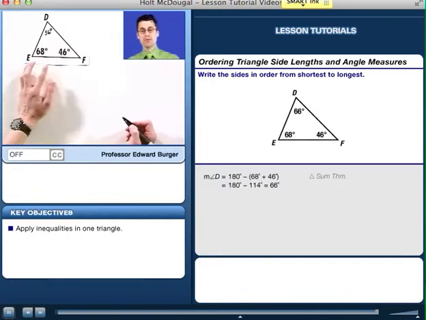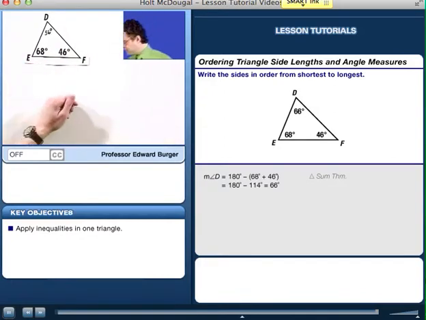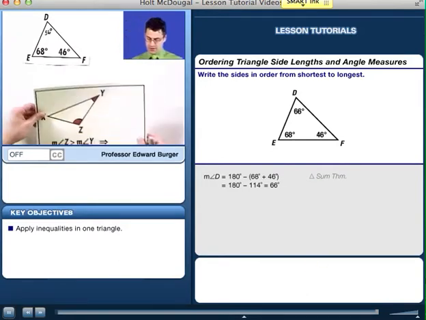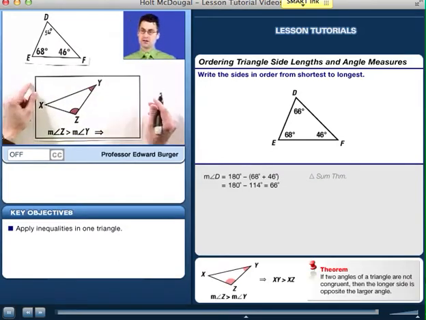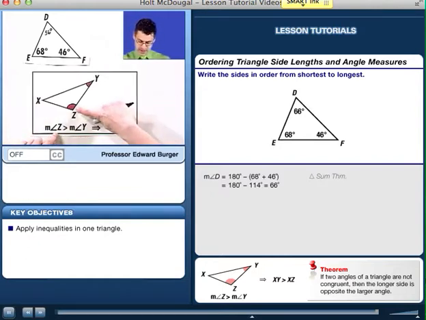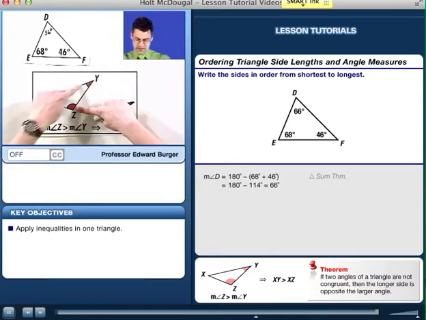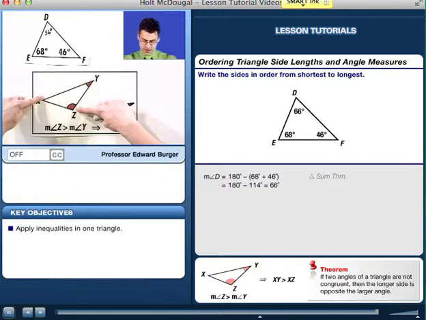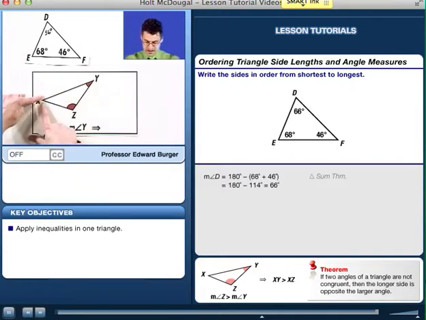So that was pretty easy. But what about the sides? Well, a similar result holds. Larger angles are opposite larger sides of a triangle. So if we know the measure of angle Z is greater than the measure of angle Y, that means that the length of the side opposite Z, XY, must actually be greater than the length of the side opposite Y, which is XZ.